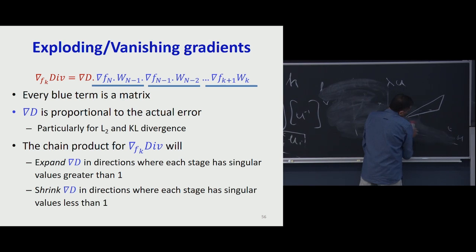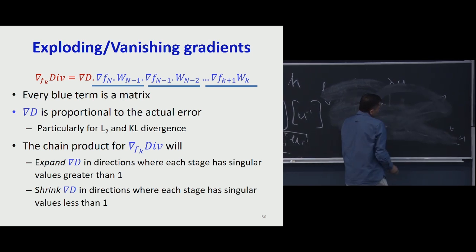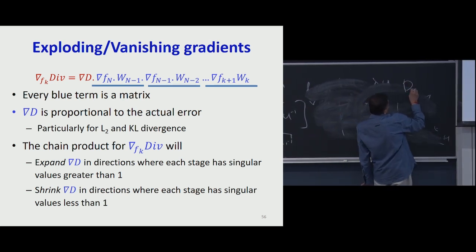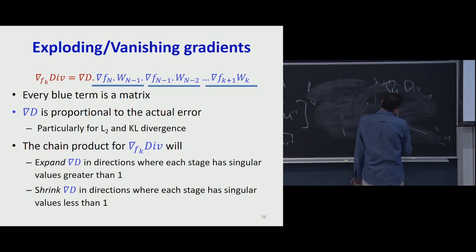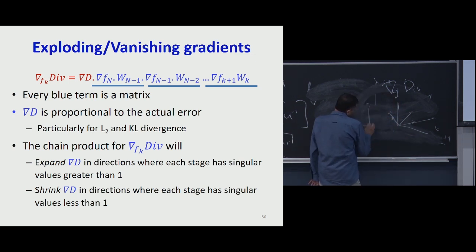So just to give you an idea, let's say I have some derivative, the derivative of the divergence with respect to y, that's at the very end, and let's say these two are my singular vectors, and this is an expanding direction, this is a contracting direction, and this is my derivative with respect to y. Then after it's done, it's going to become longer in this direction and shorter in this direction. So it becomes something like this.